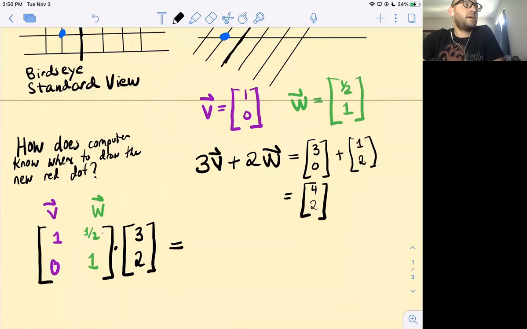Nice. Lily, Olivia, very good. Anae, exactly, that's right. It would be column V times 3 and column W times 2.